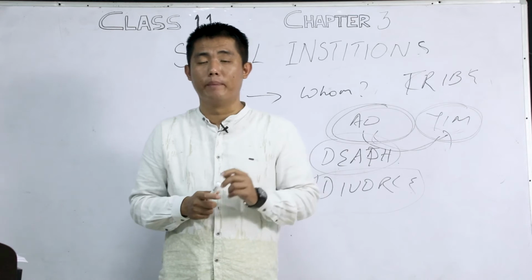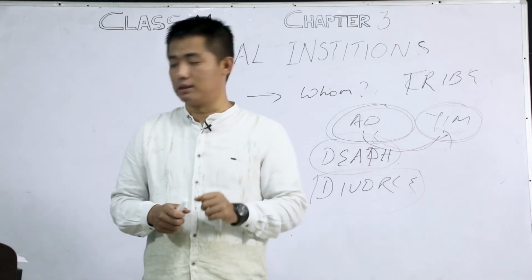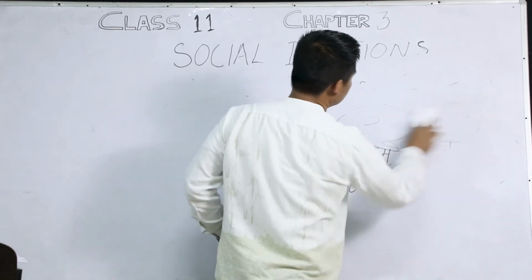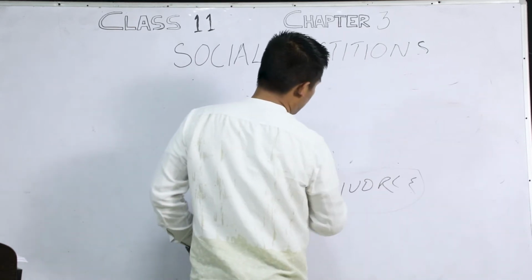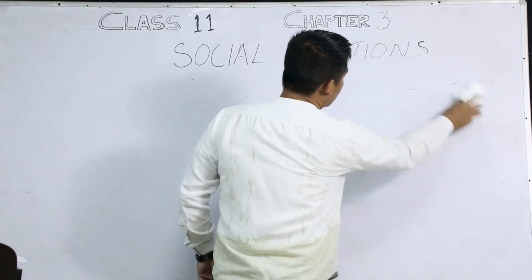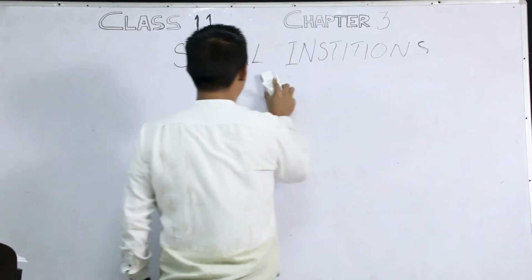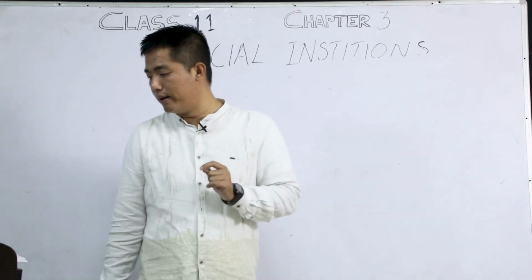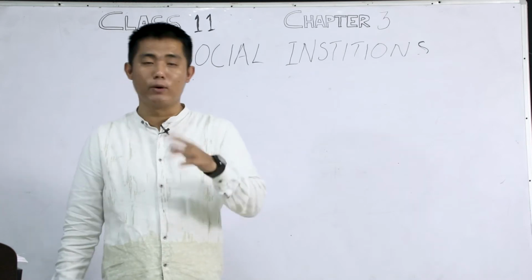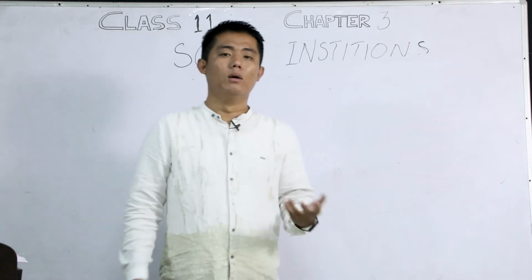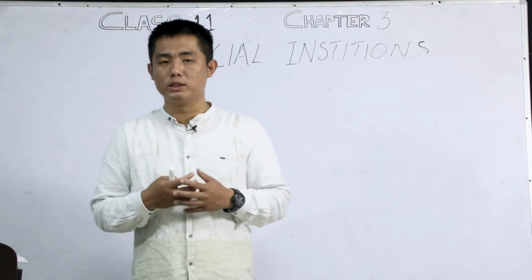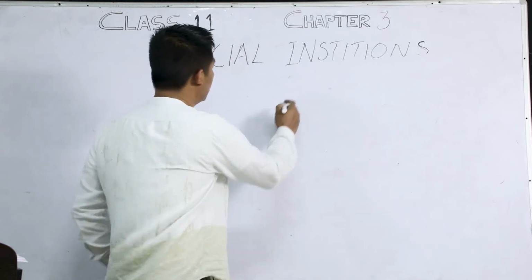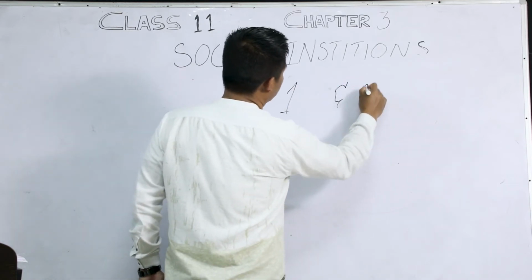Now, there are some forms of marriage. The forms of marriage are like this. The first one is monogamy. Monogamy means a person can marry only one partner at a time, or it is a marriage of one man with one woman. Vice versa, a woman can also marry only one man, right? So that is what it means by monogamy: one man and one woman.